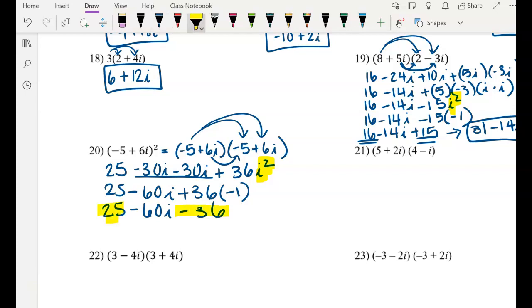25 can be combined with negative 36 to give us a negative 11. And then drop down your negative 60i because there's nothing else with that. So box that up.